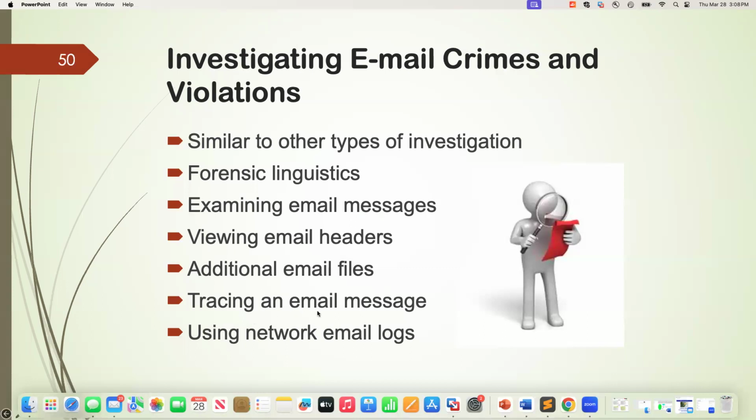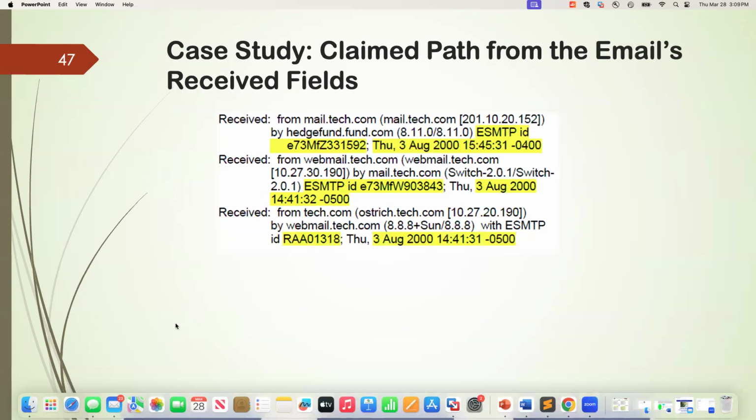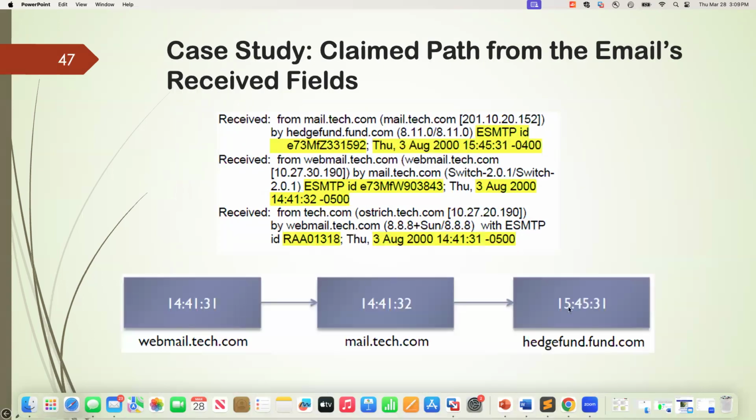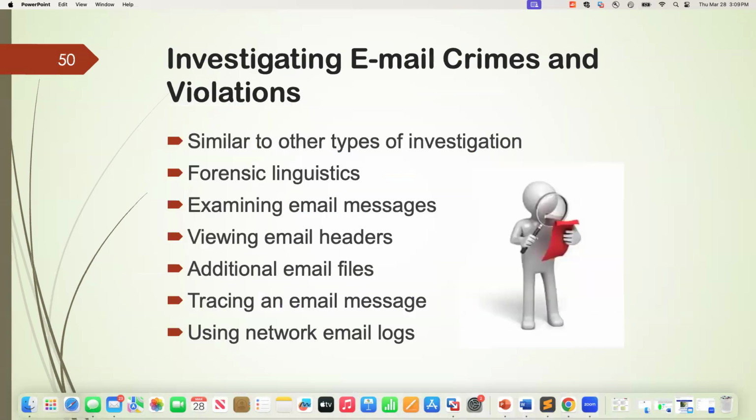The next thing is tracing an email. So just follow all the received lines that you see in the email. Make a diagram like this one, where you have the original, then all the SMTP servers that the email passes through till it reaches the destination. Note down the times, and note down the ESMTP IDs and the IP addresses of those servers as well.